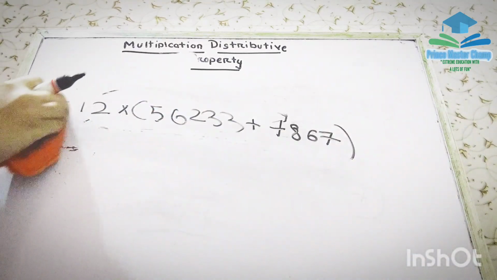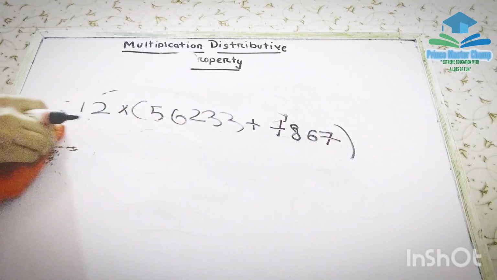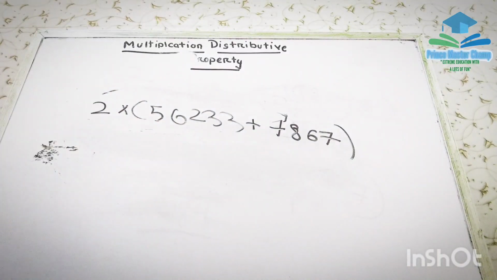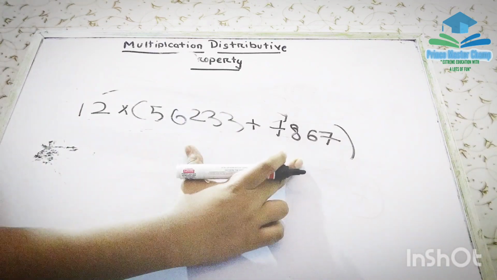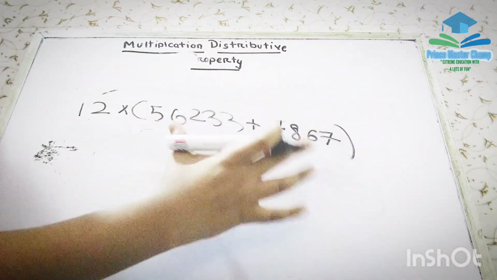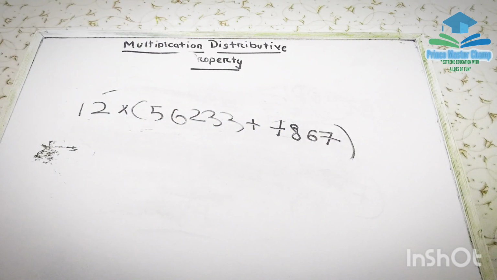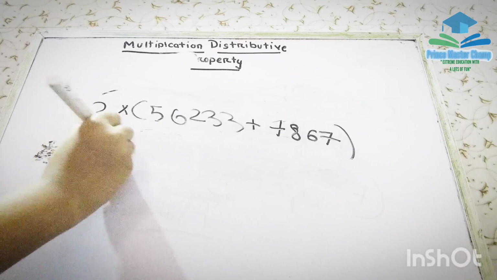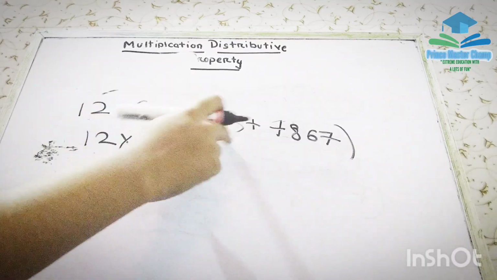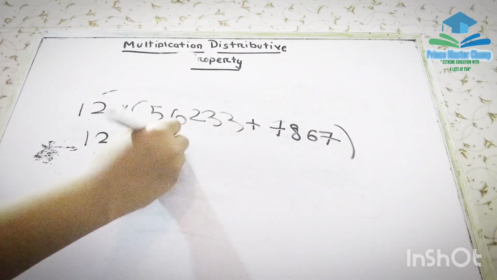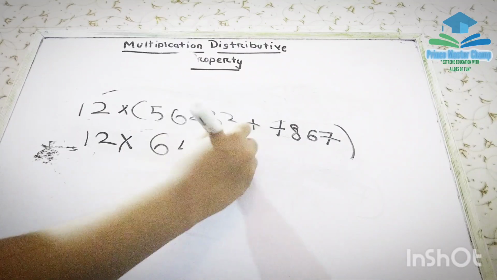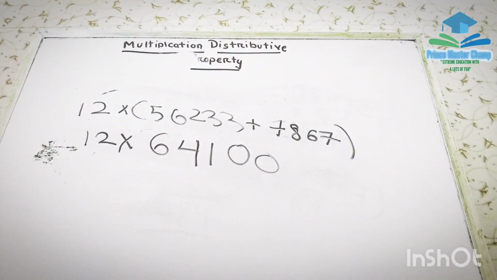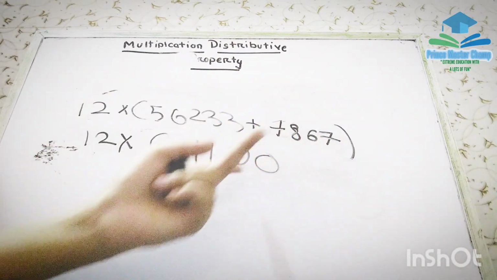Okay, so what is our next step? You will ask me. Our next step is you need to add these both numbers. Let us add these both numbers. The addition of these both numbers, how much will it be? 12 into 64100. This is the sum of these two numbers.